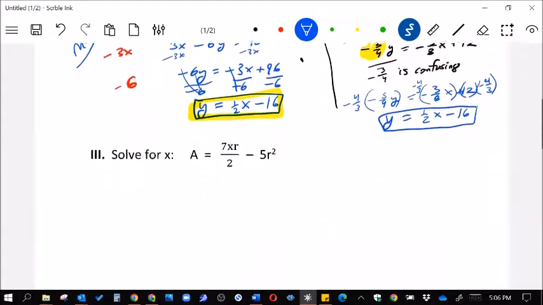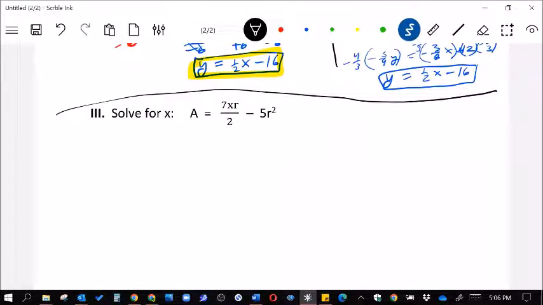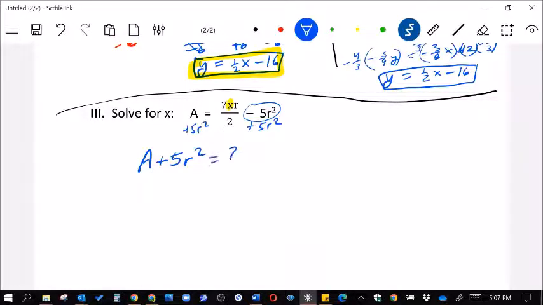All right, now let's take a look at one where it's a definitely more complex type of problem, and we're solving for one particular thing. More than any other problem, this kind proves that you know or don't know your order of operations. So when I look at it, if I want the x by itself, I want to get everything else to the other side. So I'll start, opposite of order of operations, with 5r squared. I'll add 5r squared to both sides. A plus 5r squared equals 7xr over 2.